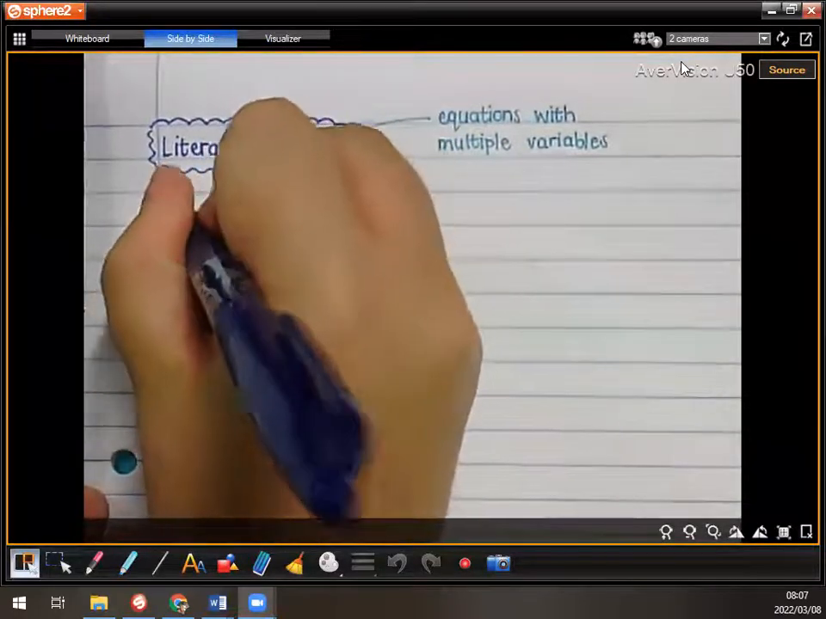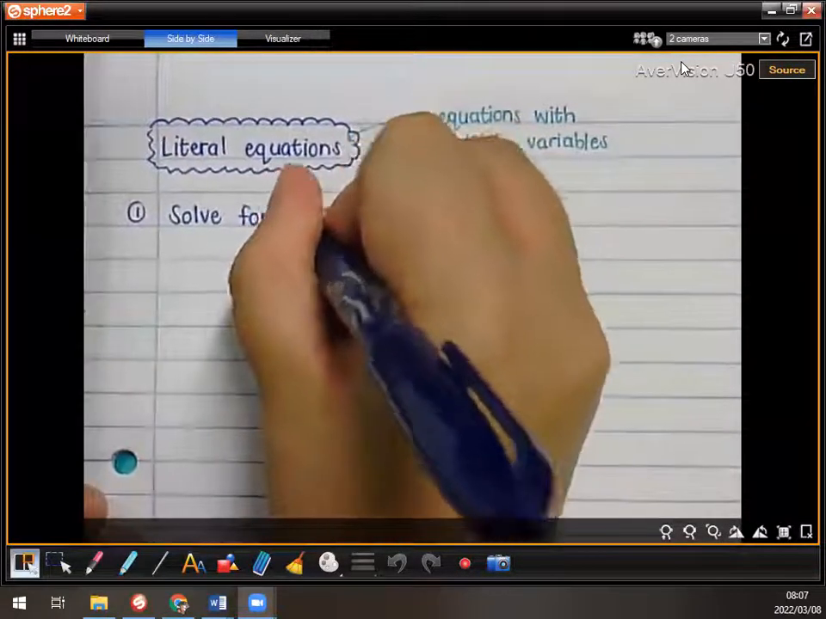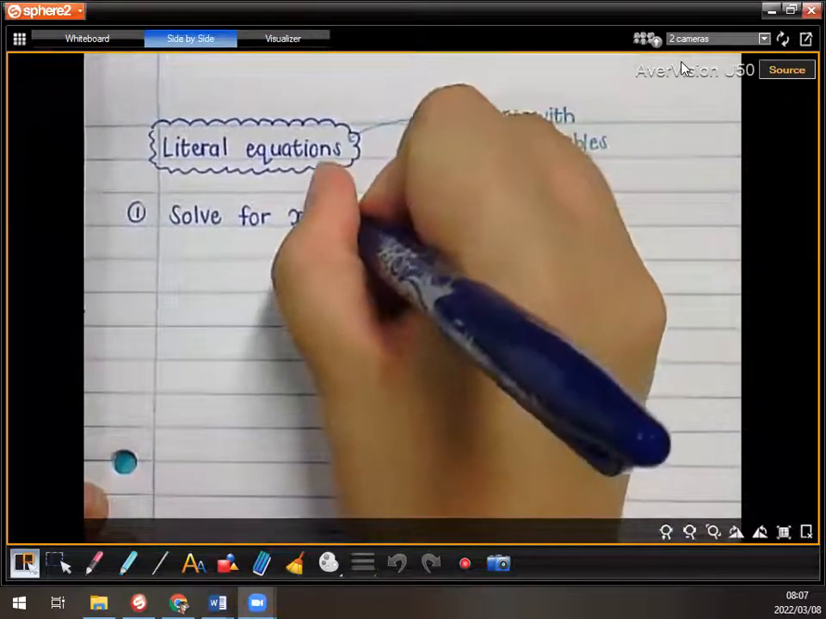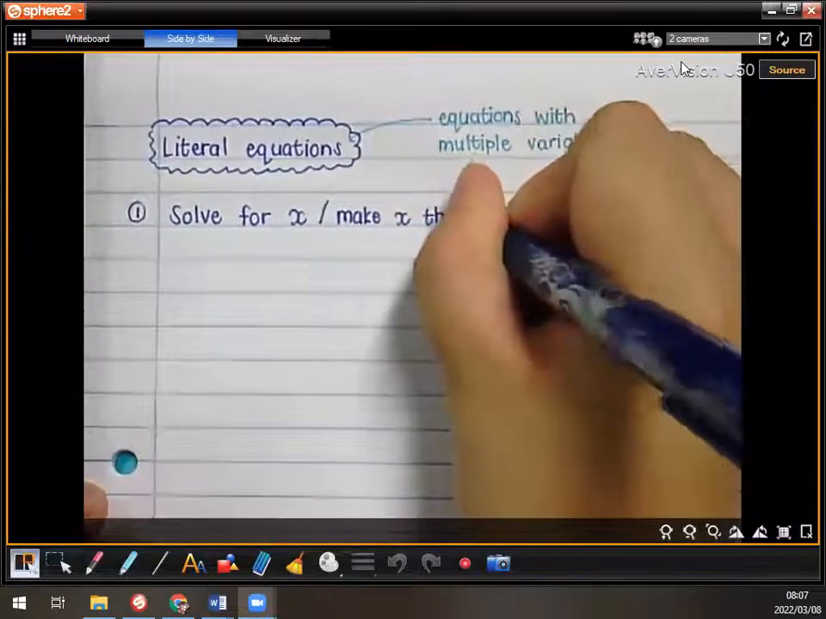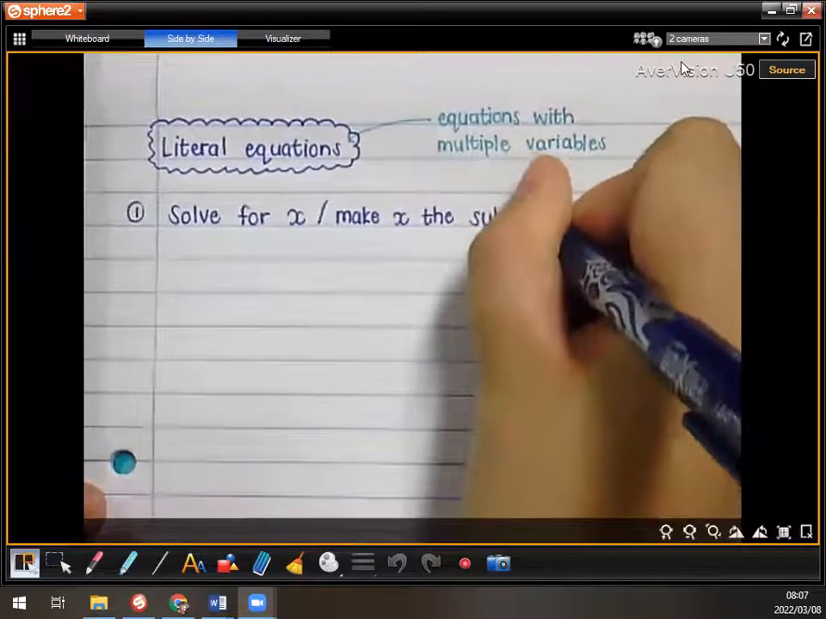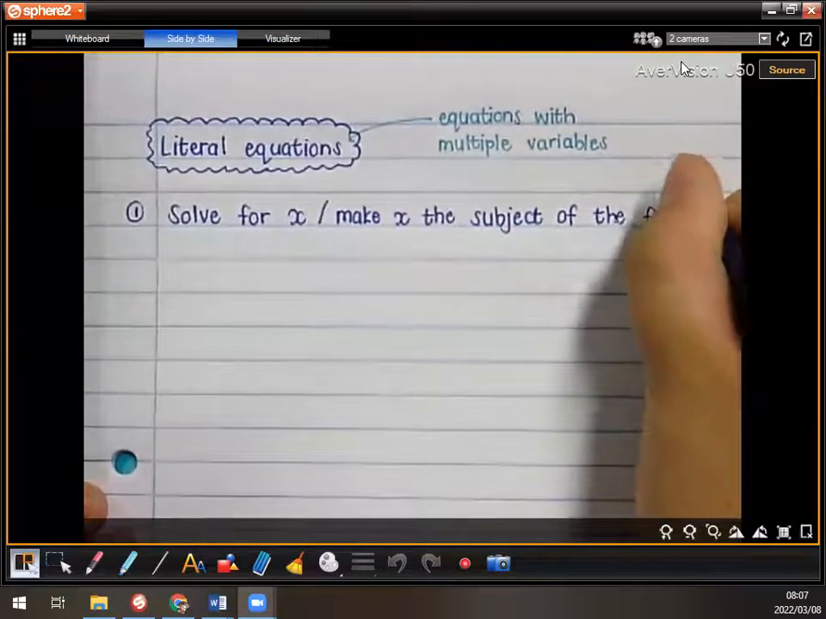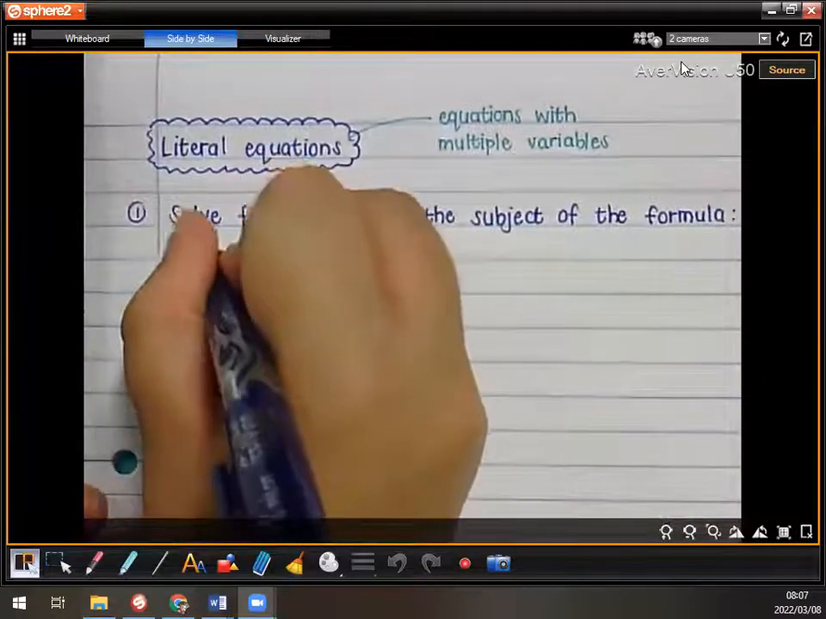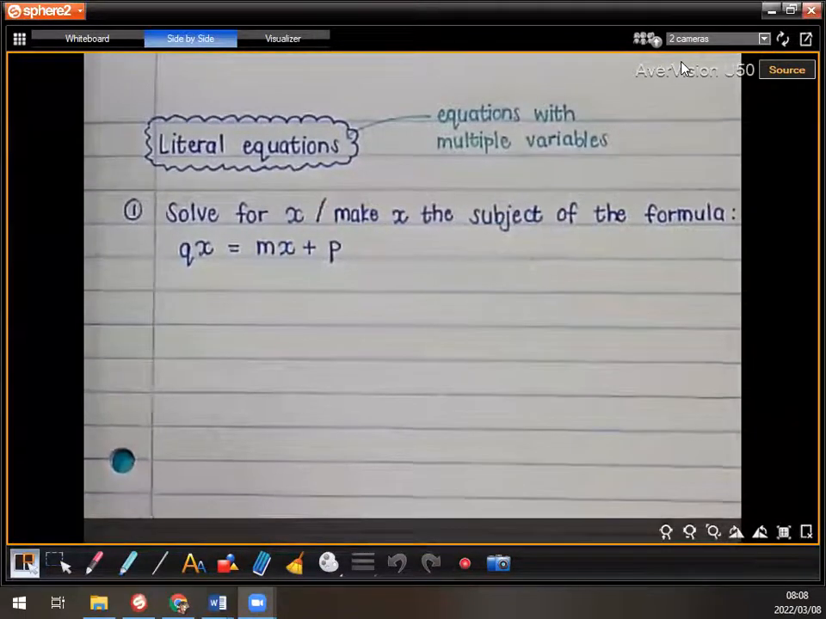So for x, let me say this is 1. Instead of solving for x, they might ask you to make x the subject of the formula. So they could use that wording as well. And then the equation is qx is equal to mx plus p.